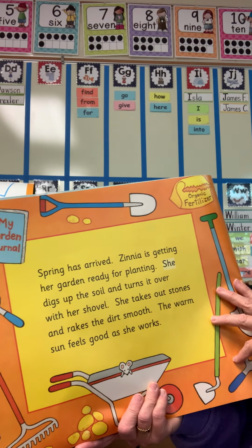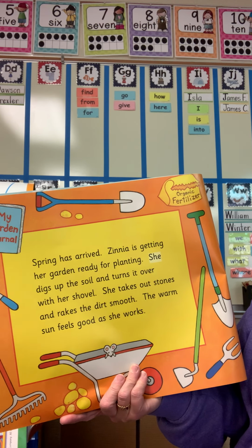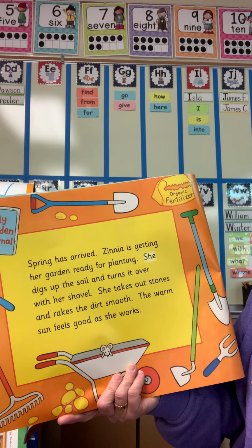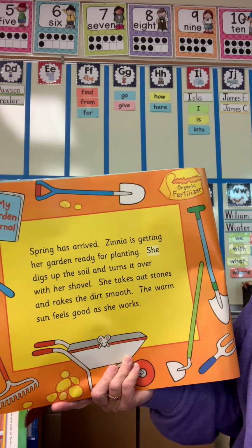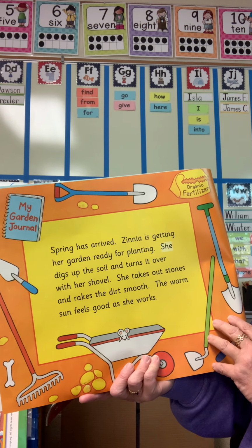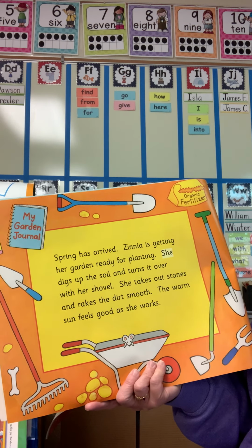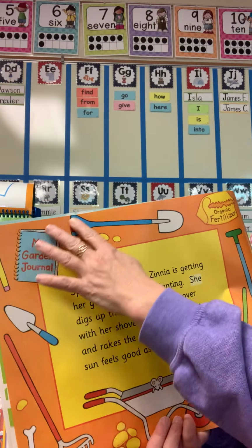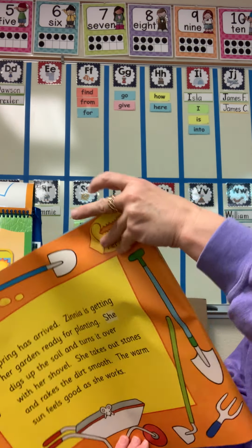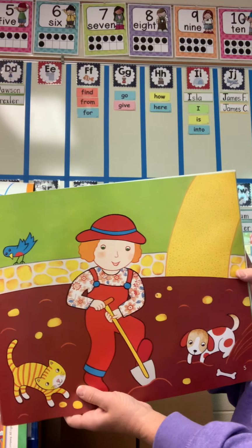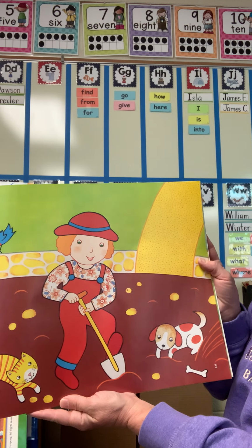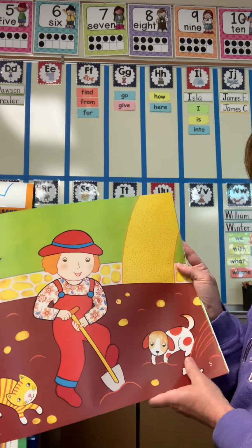Spring has arrived. Zinnia is getting her garden ready for planting. She digs up the soil and turns it over with her shovel. She takes out stones and rakes the dirt smooth. The warm sun feels good as she works. Are you noticing all the things in the picture? Here she is, digging in her soil. Look at her helpers. Kitty and her puppy.